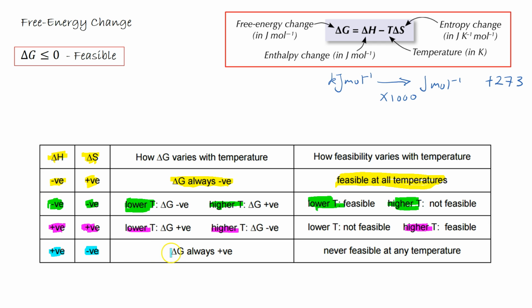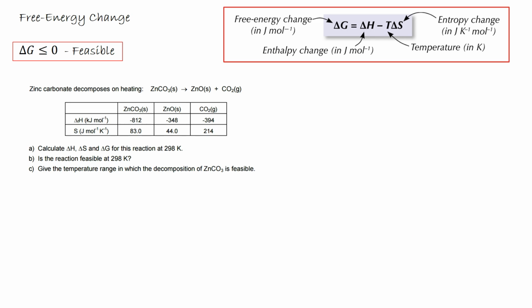In this state, delta G is always positive and the reaction is never feasible at any temperature. Okay, we're now going to have a look at this example reaction of zinc carbonate decomposing on heating and see if we can work out whether the reaction is feasible and at what temperature. Part A says to calculate the enthalpy change, entropy change and delta G for the reaction at 298 Kelvin.